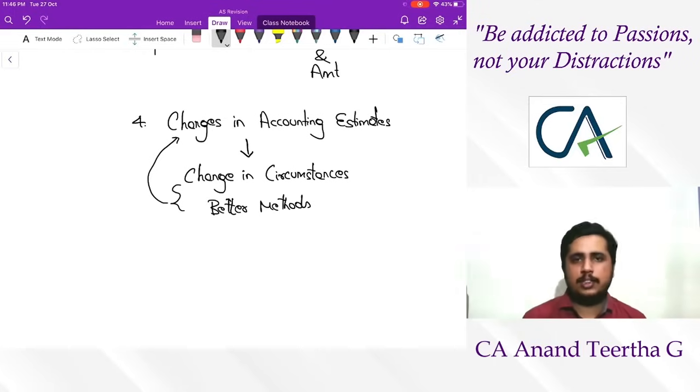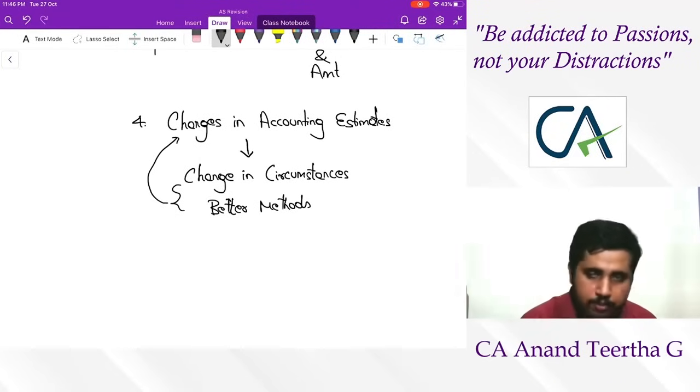Circumstances might have changed. For example, we thought that the debtor may not give us 10% of the debt, but now we came to know that this person has incurred huge losses. So that 10% should now be 70%, because circumstances changed. Initially there was one circumstance, now it is a different circumstance. So you have to make sure that this estimate also keeps getting updated and changed.